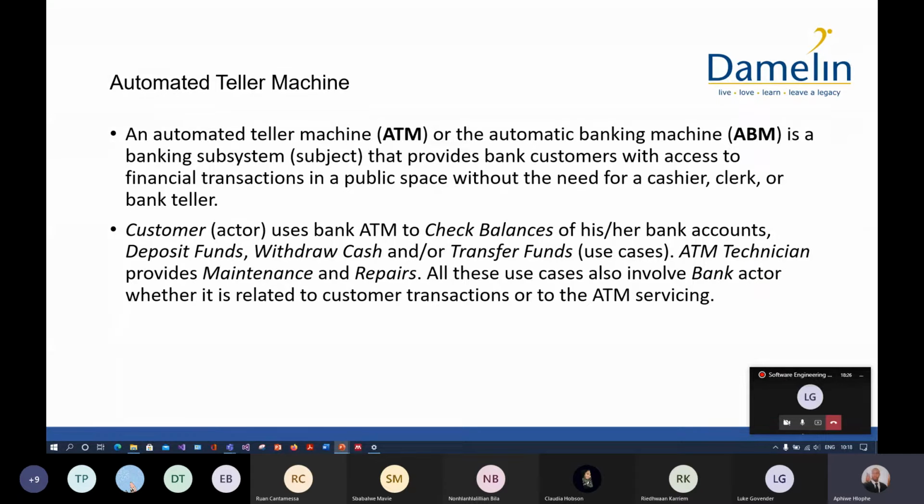So a use case diagram would be something that consists of multiple use cases. And I'm going to show you an example of how a use case diagram would look like for an ATM. Okay, so we're going to stick with this example of the ATM for consistency purposes. And then they go on to say, ATM technician provides maintenance and repairs. All these use cases also involve bank actor, whether it is related to the customer transactions or to the ATM servicing.